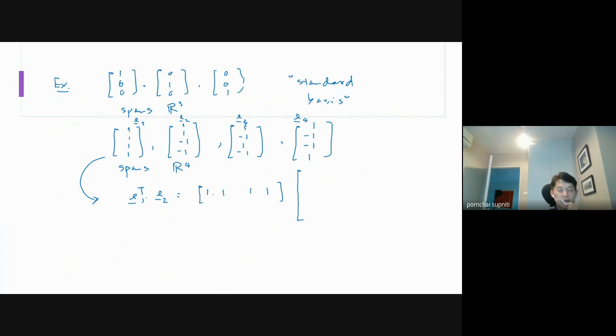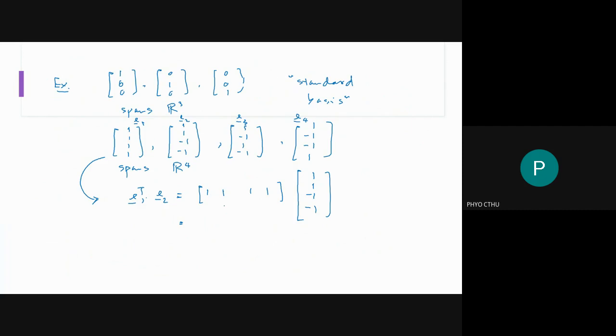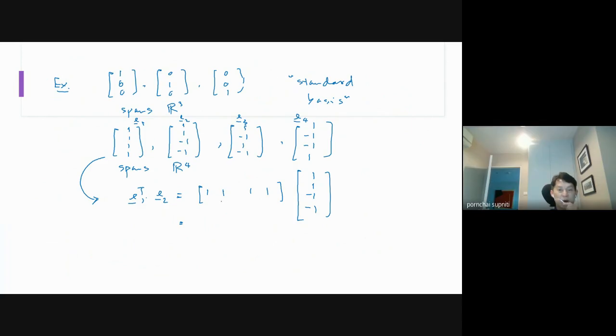So we can write 1 1 1 1 like this. And then for E2, this is transpose, so we change from column vectors to row vectors. And then for E2, I have 1 1 -1 -1. So if I multiply this, what do I get? 0. Sure, because you have 1 times 1, which is 1, plus 1 times 1, which is 1, plus 1 times minus 1, which is minus 1, and then minus 1. So you get 0.